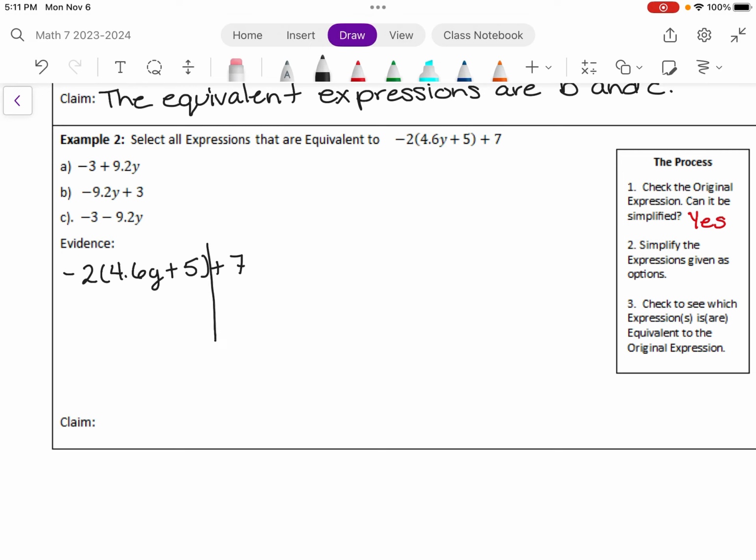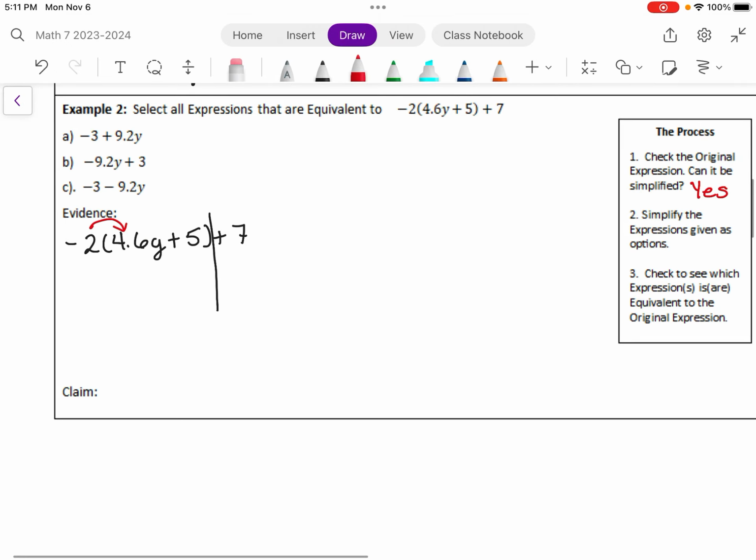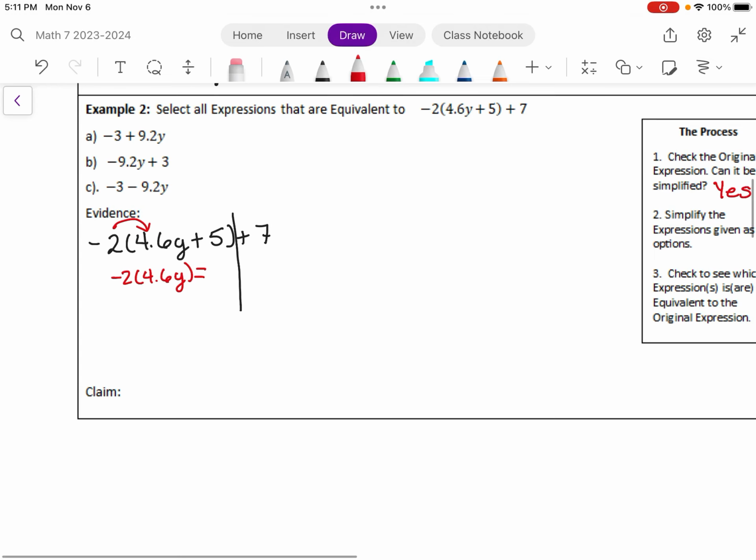Separate that into 2. First things first, distribute my negative 2 to my 4.6y. So negative 2 times 4.6y. Okay, I have a decimal and a whole number. I have to put this in order to multiply it. My decimal has more digits, therefore it will go first. So it would be 4.6 times 2. 6 times 2 is 12. Bring up the 1. 4 times 2 is 8 plus 1 is 9.